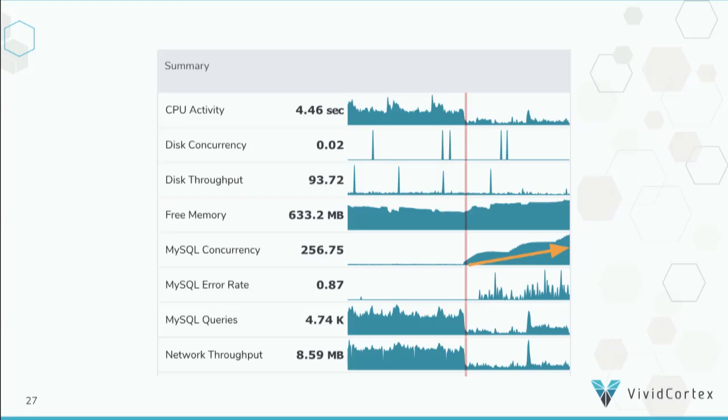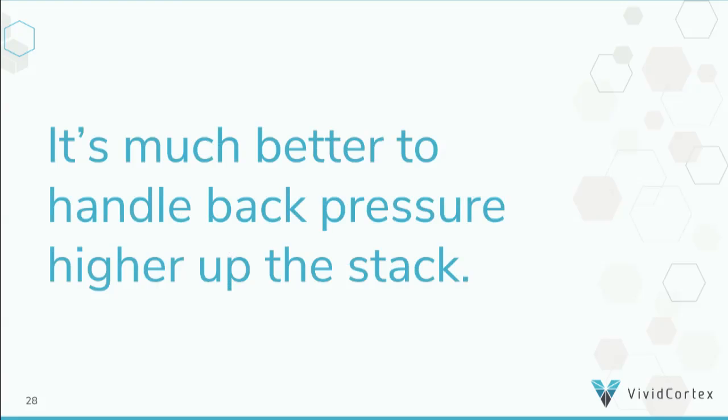So when something piles up at a low level, like at the database, that basically means that there are things piling up at the application level. And that might mean things are piling up at the user's level. So thinking about back pressure is really important. And it's really important to handle back pressure at higher levels of the stack. And I'll get to why that is in a moment.